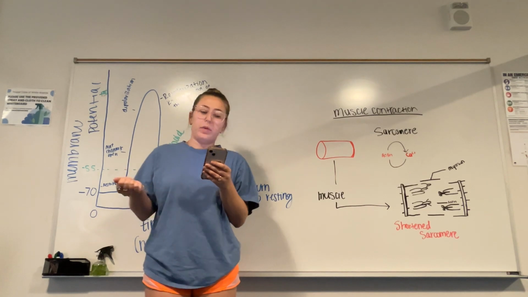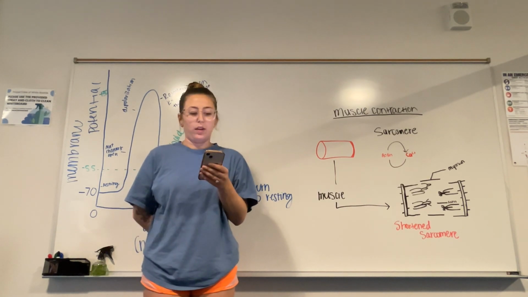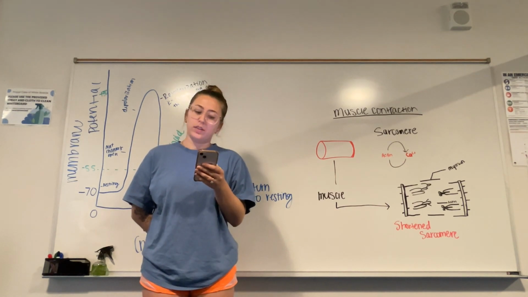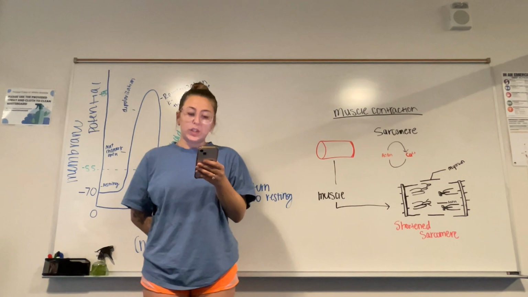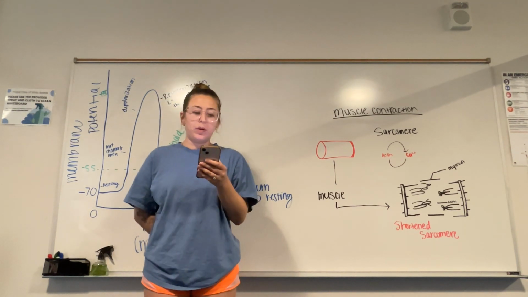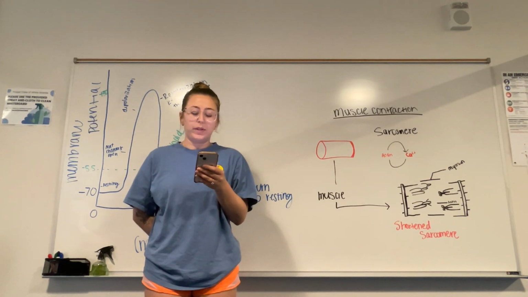Now, inside the muscle fiber is an important organelle called the sarcoplasmic reticulum. Think of this as the storage center for calcium ions. When the action potential reaches the sarcoplasmic reticulum, it causes calcium ions to be released into the cytoplasm of the muscle cell, and that is where the magic begins.